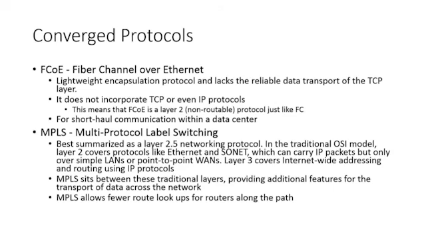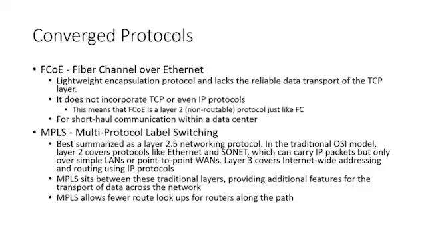MPLS can allow fewer route lookups for routers along the path because it has labels on it, and switching is faster than routing. So with MPLS on the back end, when it hits that first router, it does a route lookup and assigns a label. When it gets to the next router, that router doesn't have to look up anything. It doesn't have to do a route lookup through its table. It goes by the label and knows exactly where it needs to go. So it's a little faster than traditional routing, and that's the way they're moving towards MPLS.